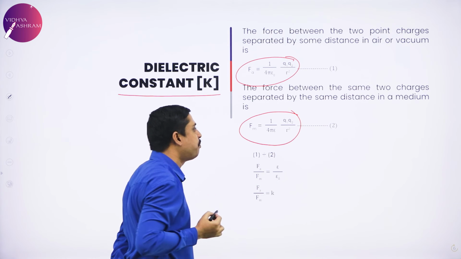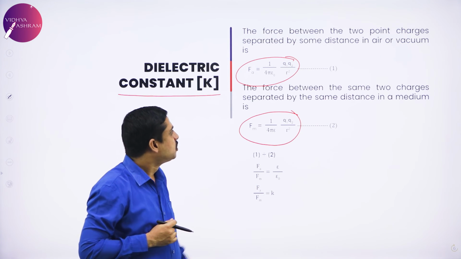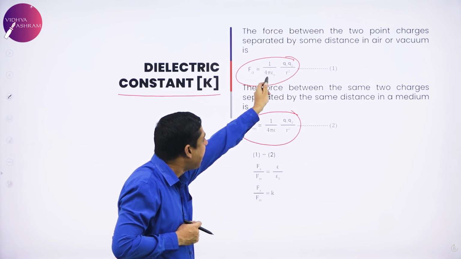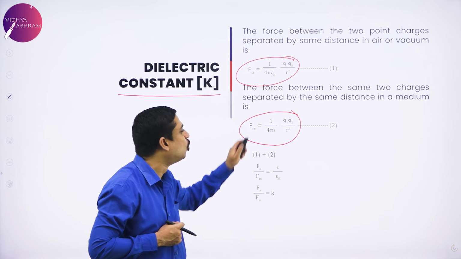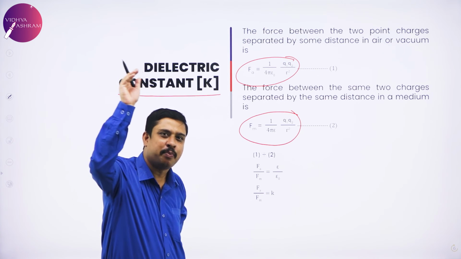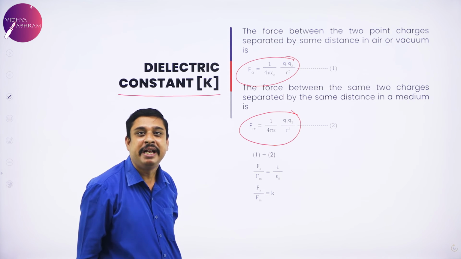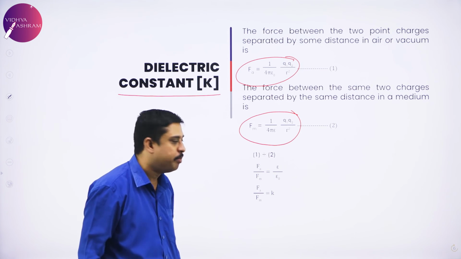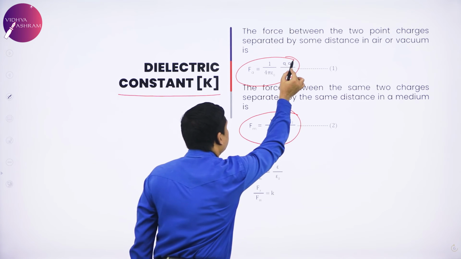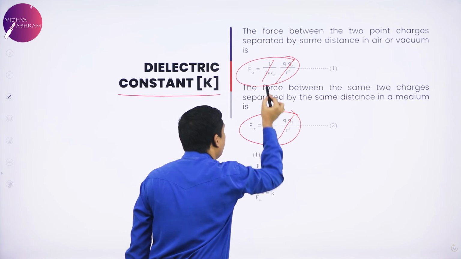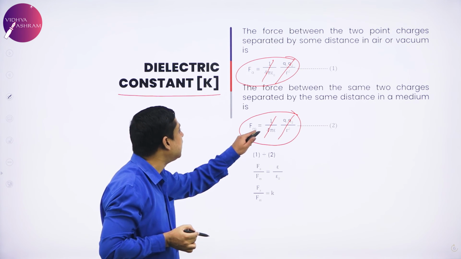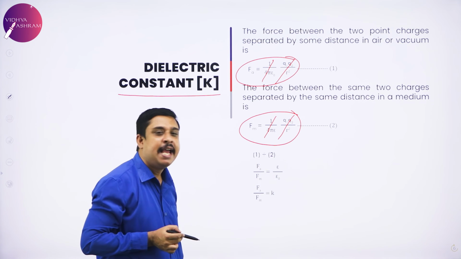Epsilon naught is replaced by epsilon. So equation 1: force between two charges placed in air or vacuum. Equation 2: force between the same two charges separated by the same distance in a material medium. Now I divide equation 1 by 2. FA divided by FM. Q1, Q2 by R square gets cancelled. 1 by 4 pi gets cancelled. This becomes, from the reciprocal in the denominator, epsilon divided by epsilon naught.